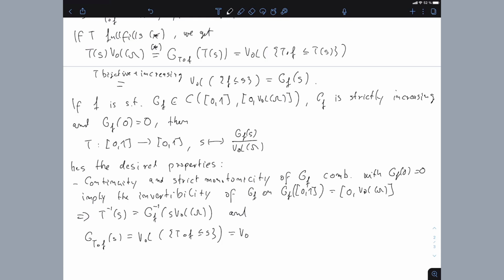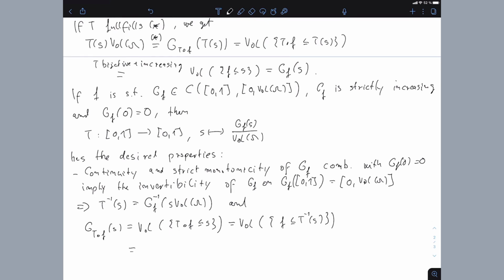And now we can apply the inverse of T. So this doesn't change the set. So this is F smaller equal T inverse of S. Yeah. We just bring over the T to the other side by applying the inverse of T. And this is the F of the inverse of S. So it's just the definition of GF. Yeah. So this GF by definition is the volume of F smaller equal this argument there.